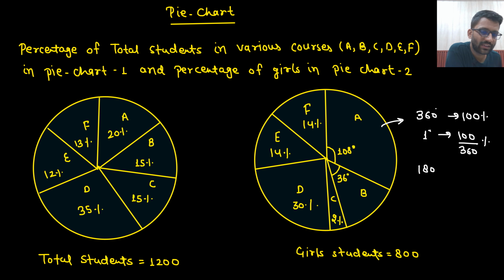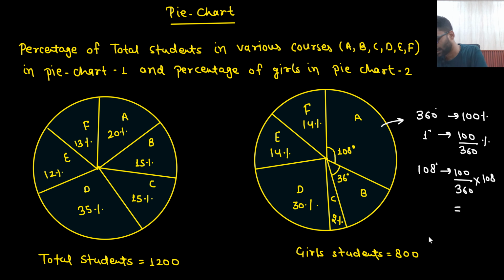Then what are they asking? 108 degrees. What will it be? 100 by 360 into 108. That's it. So, not 30 degrees, 30%. So 108 degrees is equal to 30%. And what about 36 degrees? It would be 10%, right? Since 360 degrees is 100%, 36 degrees is one tenth of that, 10%.